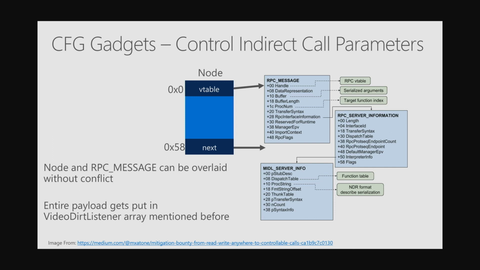And really what this diagram is illustrating is that we have these node structures that we loop through, and we overlay an RPC message structure on top of it, which is the structure that the NDR Server Call2 function is expecting. The first field of both of these structures, the node and the RPC message, is a vtable, so that aligns well. The only other field that actually matters in the node structure to loop through a linked list is a next field, which is at offset 58. But the RPC message itself is only hex 50 bytes big, which means you can safely overlay these two structures and none of the fields conflict with each other.